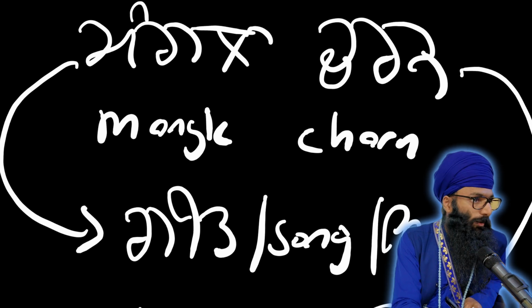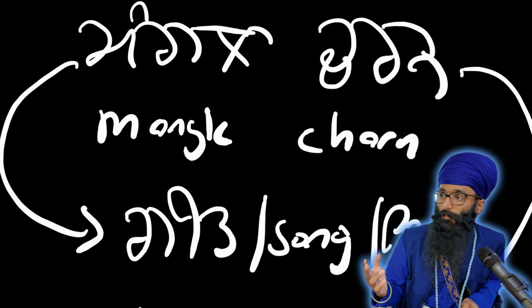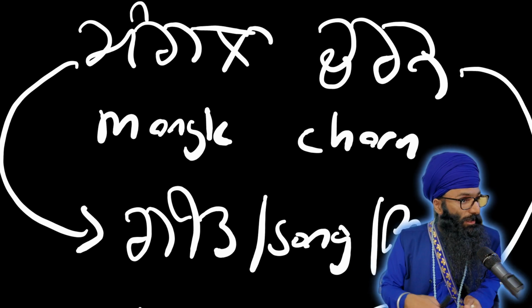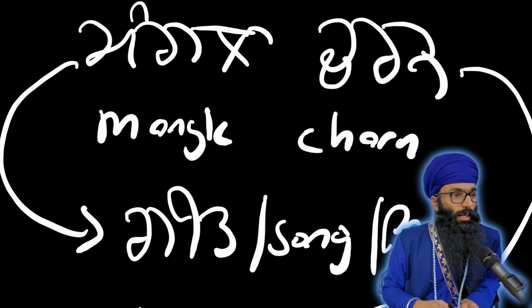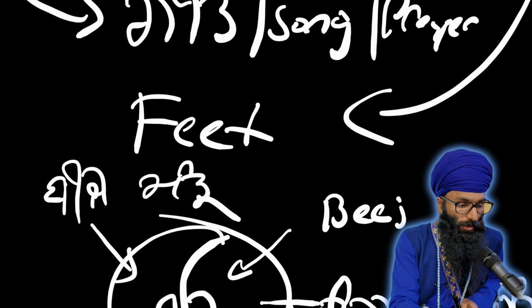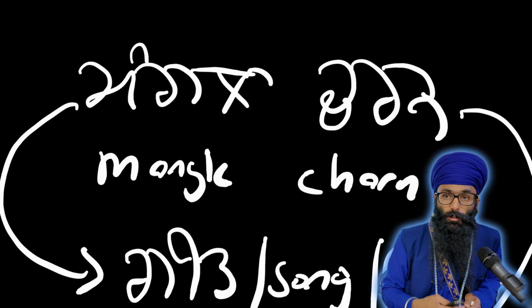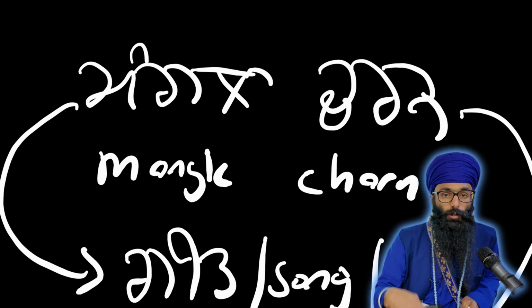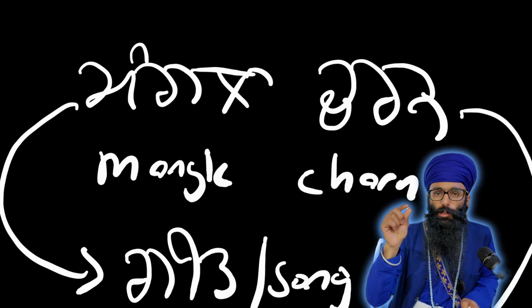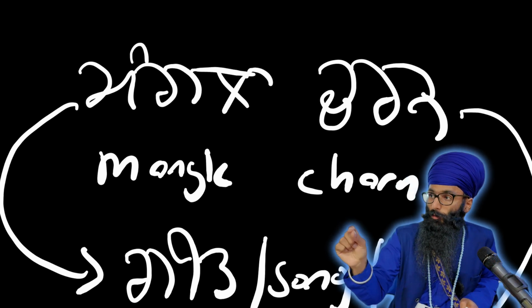Then we talked about Mangala Charan. We said, what does Mangala mean? A song, a prayer, right? Ardas. And then Charan, what does Charan mean? Feet. Very good. So we said Mangala Charan means to sing a prayer or a song, a shabad at the feet of your Ishtadev. We talked about Ishtadev, right? We looked at the word Dev, and we looked at the etymology of the word Dev. We looked at the root of the word Dev.